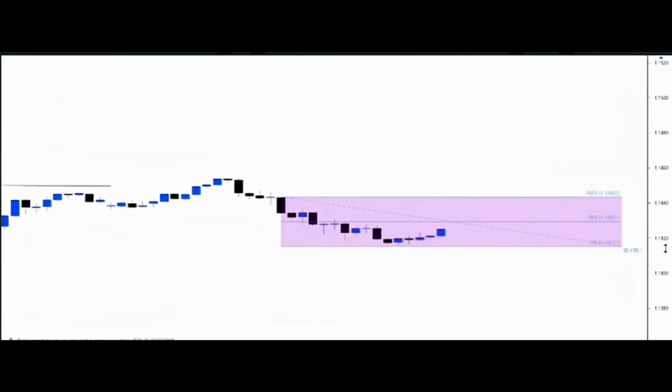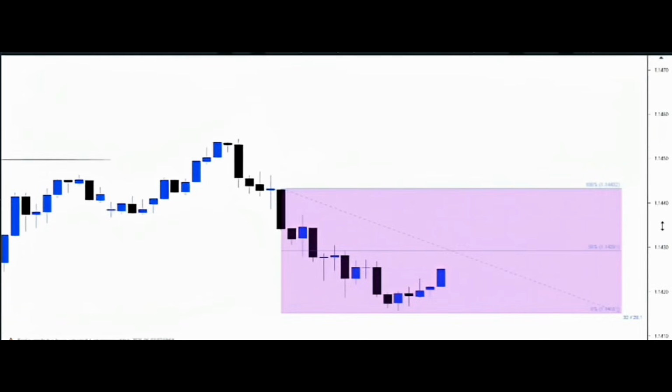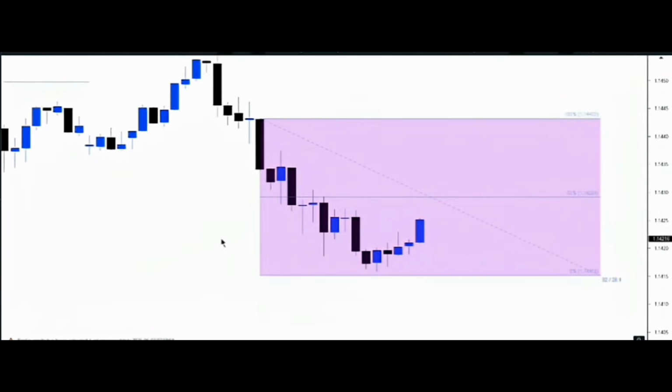Okay, so this is the 15M. Let's see what is going on here. I said read the structures of the market for you to know what is going on. So look at this structure here. Let's start from here. Price printed this low, pulled back, came back down, printed this low, pulled back, and came back down to this point. Is this one higher? I think it's higher. Pulled back, and then it's here now.